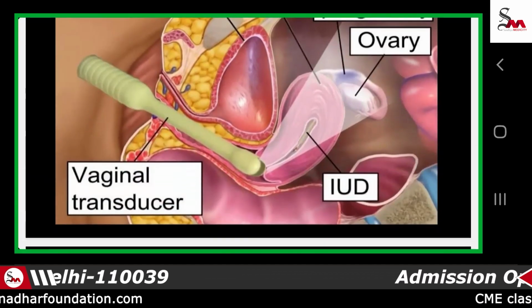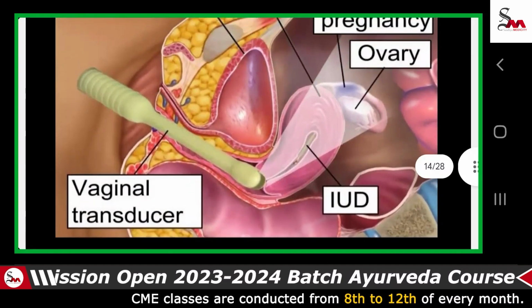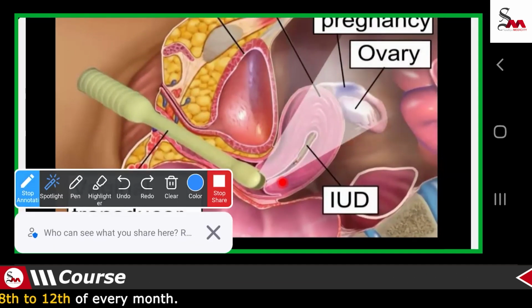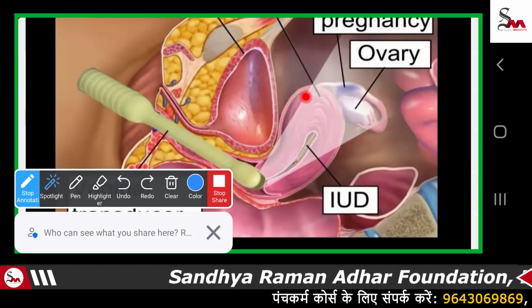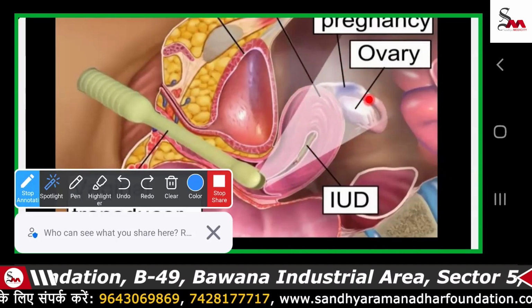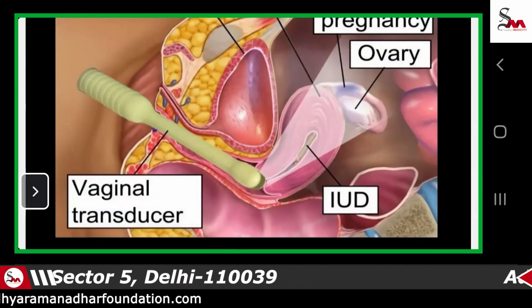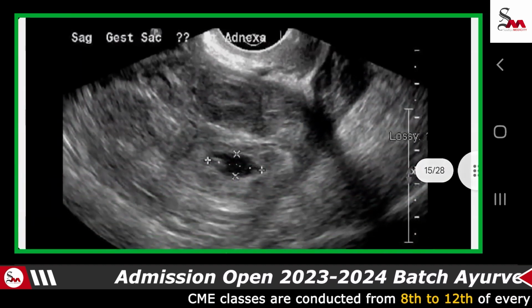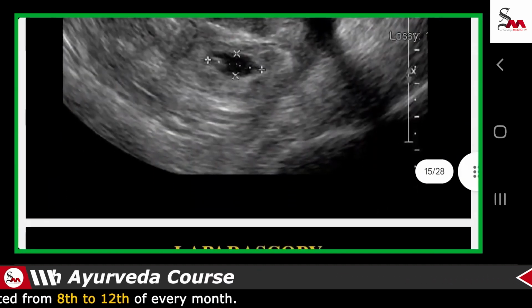This image is taken by the vaginal transducer. And you can see one more thing here: an IUD is also placed in the uterus. So this fertilized egg can't be implanted in the walls of the uterus. It is placed here and continues to grow, and it converts into an ectopic pregnancy. In the ultrasonography also, you can see the gestational sac in the tubal region.